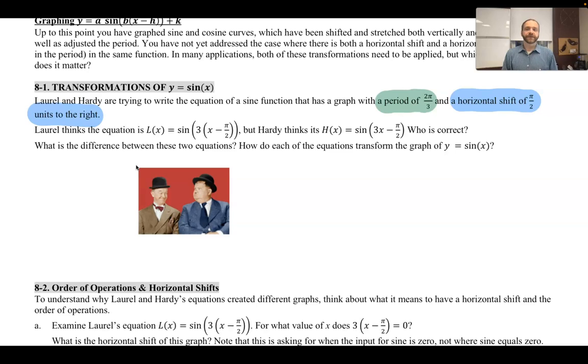So I think maybe that's why he has a smirk on his face. Hardy thinks that he shouldn't be using that parentheses. I think that's why Hardy has that glare in his face.